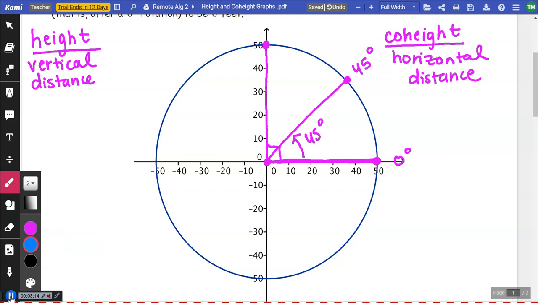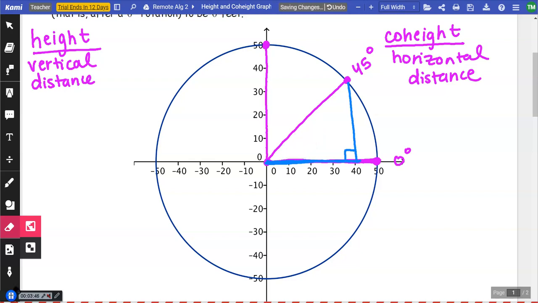So let's talk about the 45-degree angle in terms of height and coheight. If you notice, this 45-degree angle is created using this side, the initial side on the x-axis, and this point creates a perpendicular line with the x-axis. So what we have here is a right triangle. And this right triangle has this angle at 45 degrees and this angle at 90 degrees. So this angle would be 45 degrees.